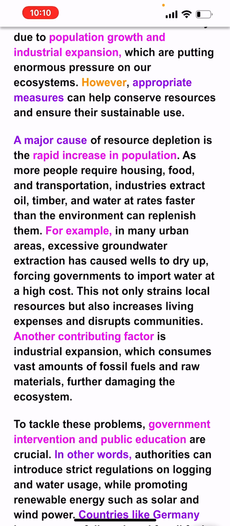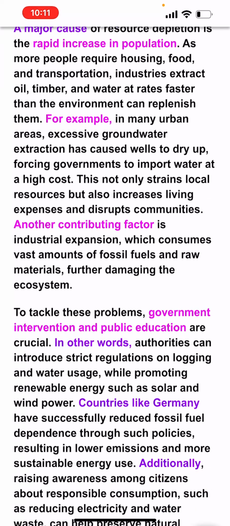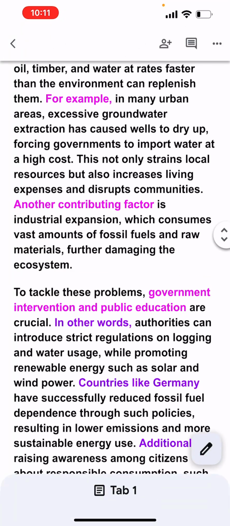So this is the main idea too. Now I'm going to explain how industrial expansion is leading to this problem, which consumes vast amounts of fossil fuels and raw material, further damaging the ecosystem. So these are the two causes. Now in the next paragraph I'm going to give the solution. To tackle these problems, government intervention and public education are crucial. So these are the two solutions, that is government intervention and public education.